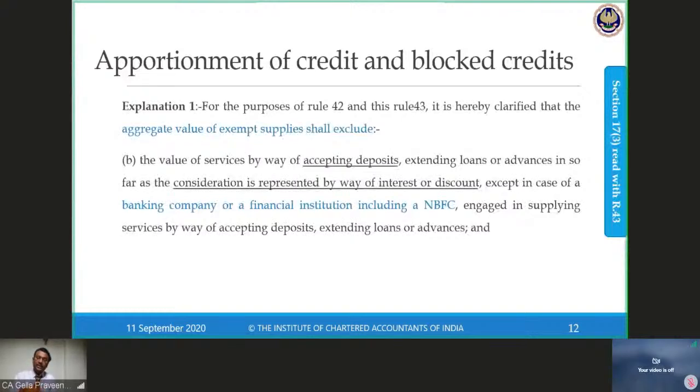Now, when I look into my profit and loss account, there is an entry called interest on bank fixed deposits. There is an entry called bill discounting income. Again, friends, you are all in the final stage. You have to be very, very strong with these elements. Bill discounting charges, interest income. So when there is an income which is booked by way of a discount or interest, that shall be excluded, except in case of a banking company, financial institution, including an NBFC.